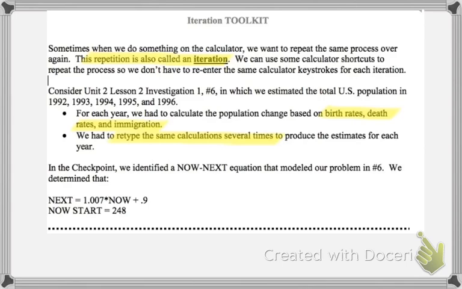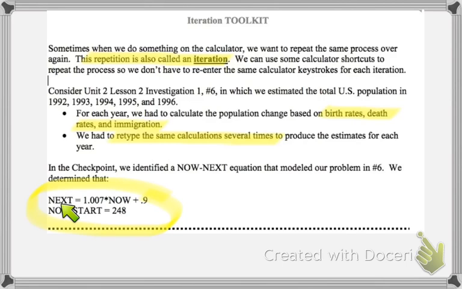Now, we've come up with something at this point called a now-next equation. And it looks something like this. If you remember, this helps us get from whatever our amount is now to the next. So in this case, to the next year. So it's going to help us predict our population. Based on the population right now, we can predict next year's population.